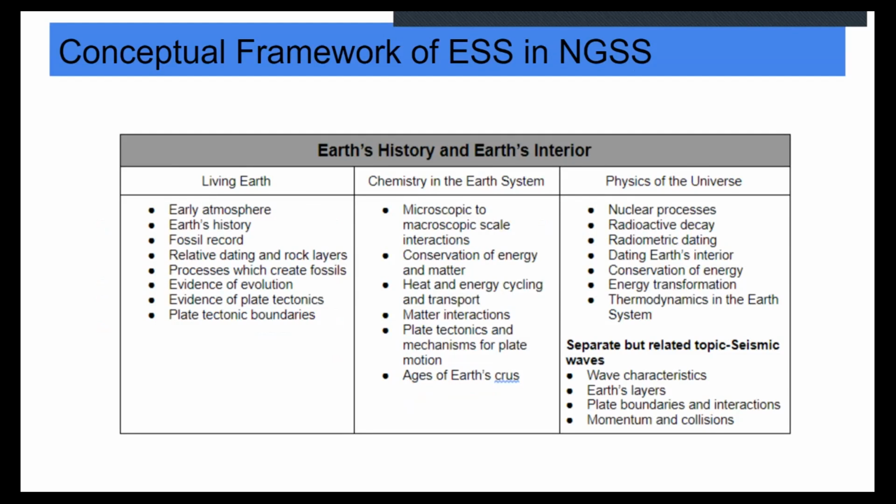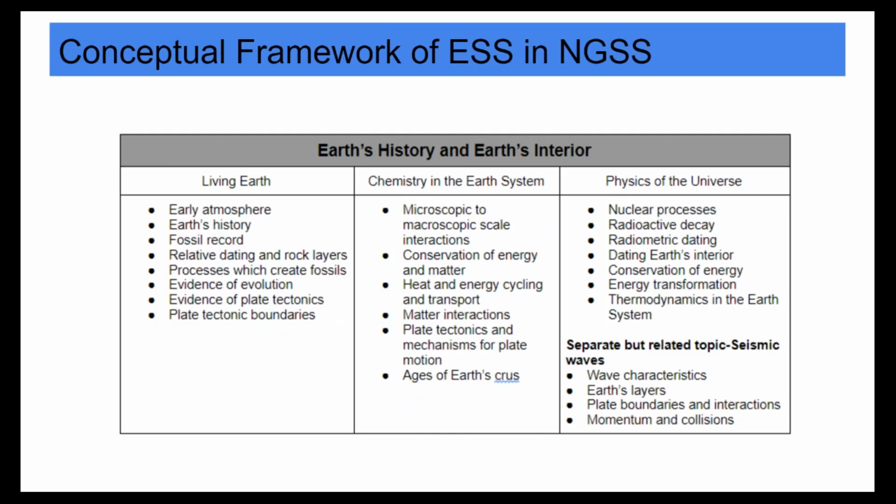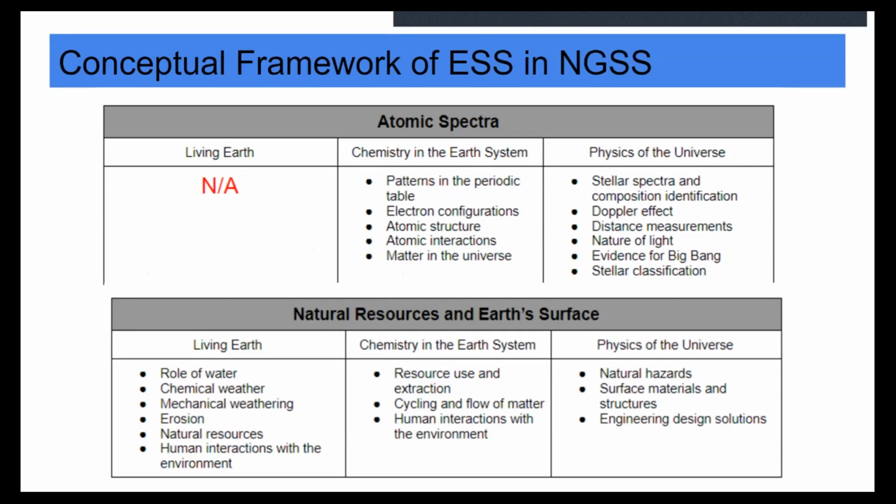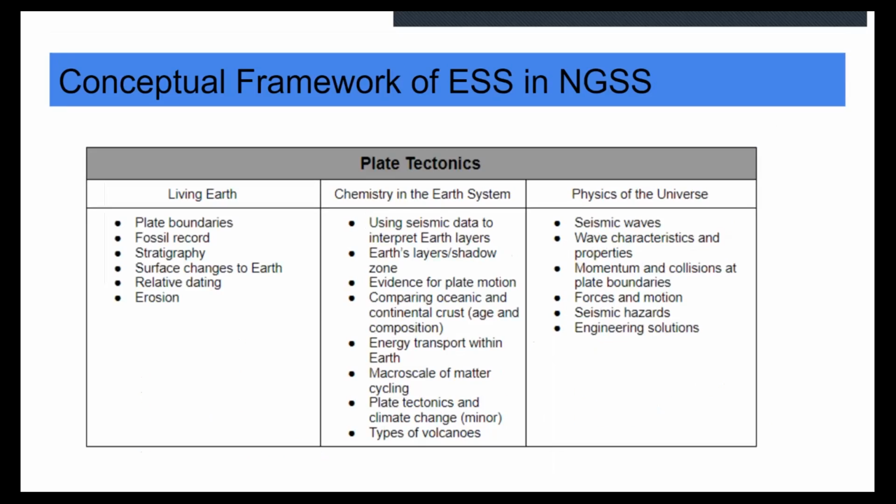Earth's history and Earth's interior, you can see all of those documented in each of those courses and all of that carryover. And these are the big areas of overlap in each of these. So climate change has carryover into each. Earth history and Earth's interior has carryover into each. Atomic spectra, with the exception of living Earth, which has the most minimal change, has carryover into each content area. Natural resources and Earth's surface has carryover into each content area. Also, plate tectonics has carryover into each area.